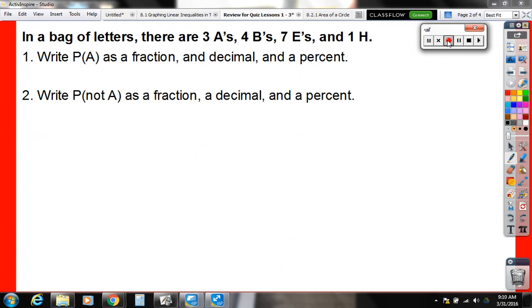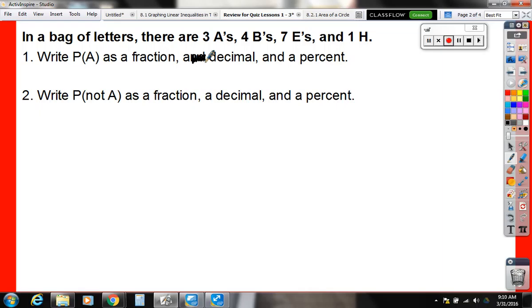Okay, so first thing we're going to look at is more probability, but this time we're going to write probability more than just as a fraction. We're going to write probability as a fraction, as a decimal, and as a percent. So the first part gives us our background. In a bag of letters, there are 3 A's, 4 B's, 7 E's, and 1 H. So we're going to write the probability of picking a letter A as a fraction, a decimal, and a percent. This should say a decimal, not and decimal.